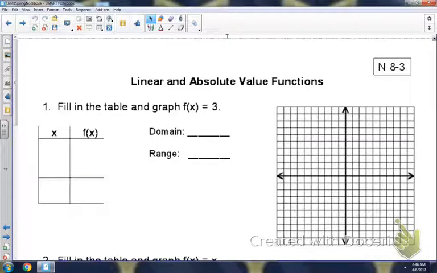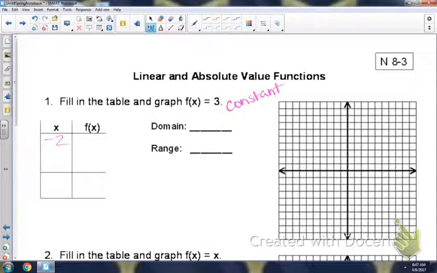This is a constant graph. The parent function is actually at 0, so it's the x-axis, okay? So if we plug in a -2 for x, notice there's not an x, okay? So if I plug in a -2, there's no x, so I'm still going to get 3. If I plug in a -1, again, there's not an x value, so you're still going to get 3. 0, 3, 1, 3, 2, 3. Okay, so it's going to be a horizontal line.